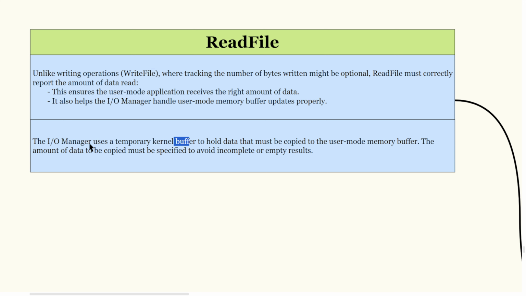So the IO manager has a temporary kernel buffer that holds the data that must be copied to the user mode memory buffer. The amount of data to be copied must be specified to avoid incomplete or empty results. So by the driver, the amount of data that is copied to that temporary kernel buffer at the driver level must be specified by the driver itself.